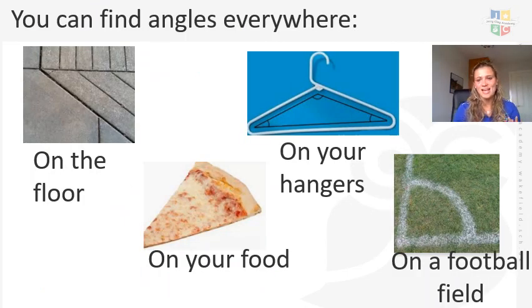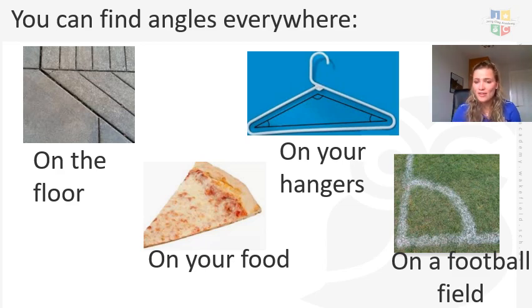So you can find angles absolutely everywhere. Here are just a few examples of where you might see an angle. We've got them on the floor, on paving stones or on tiles. You might have them on your food, pizzas, even all sorts of different fruit and vegetables. On your hangers to hang your clothes up, we've got the angles in the middle of the triangle.